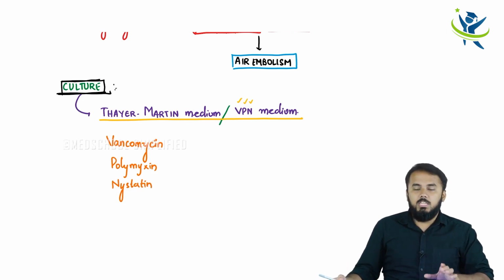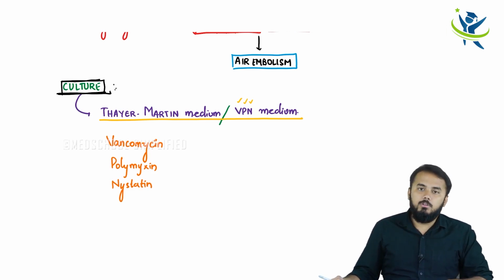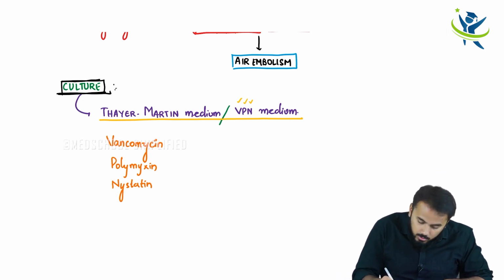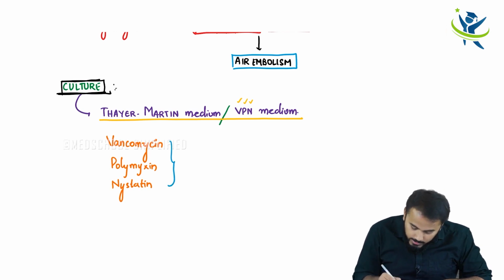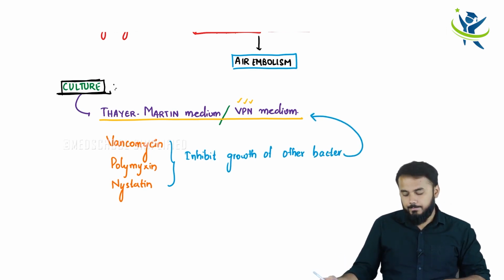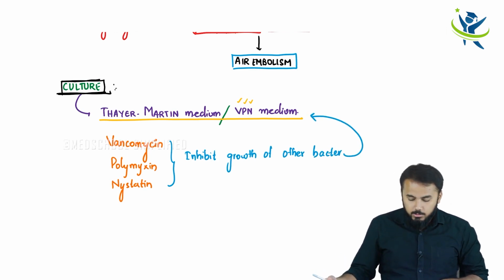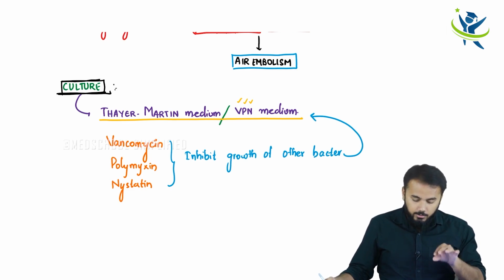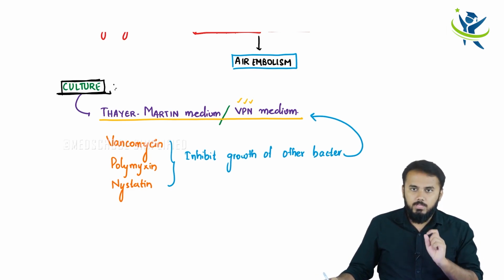So you use these three antibiotics to inhibit the growth of other bacteria within this Thayer-Martin medium. So culturing is done in the Thayer-Martin media. That is one thing you need to know.